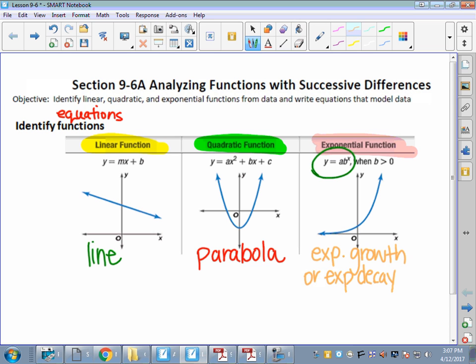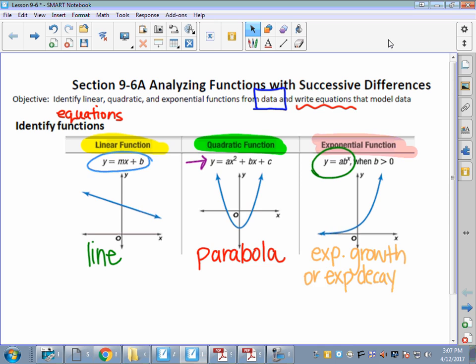We all know what a quadratic function looks like. That's our standard form. And a linear function, the easiest way is in mx plus b form. So our job is going to be to do a couple things. Identify from data. So I might give you a graph and say, is this linear, quadratic, or exponential? I might give you an XY table with values and ask you that same question. And then in class, we'll talk about how to write the equations when I give you that data or when I give you that graph.